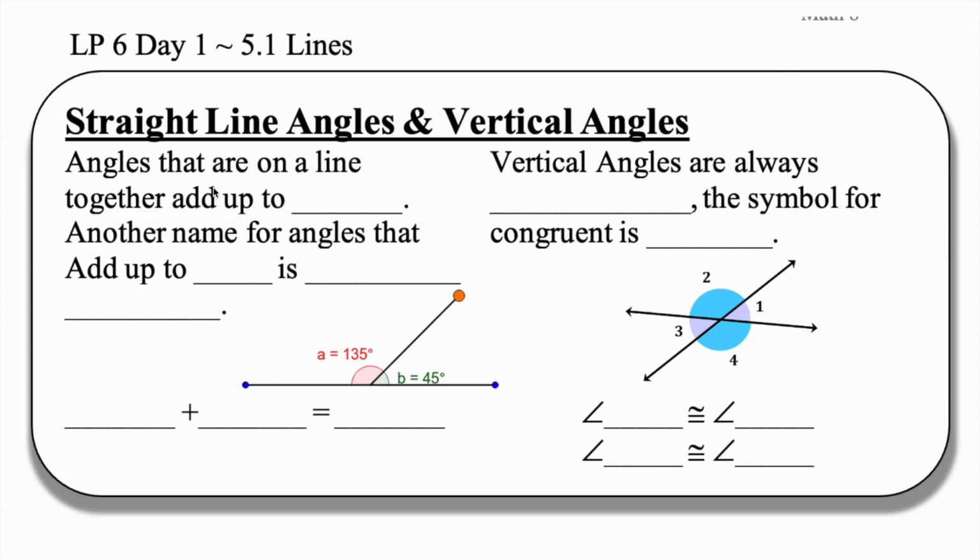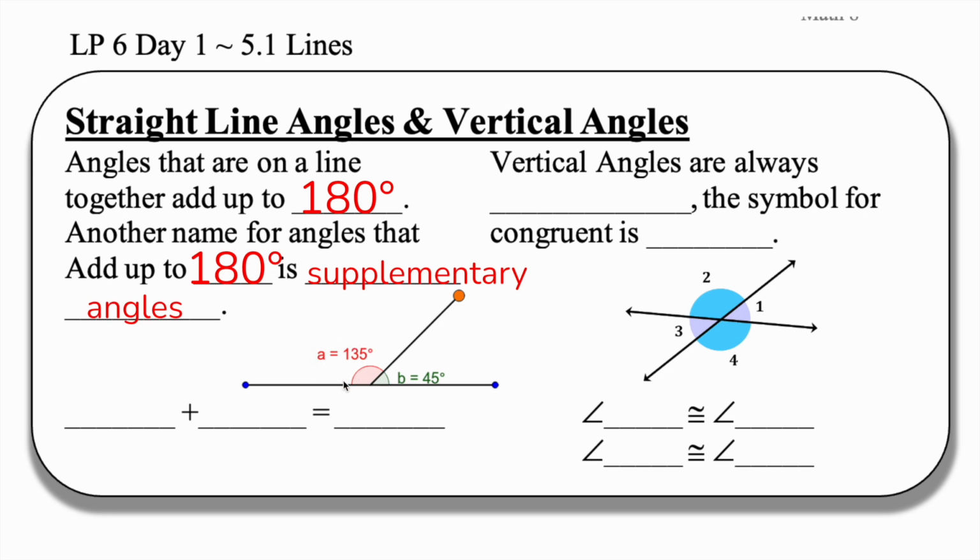In this video, we're going to learn about straight line angles and vertical angles. Angles that are on a line together add up to 180 degrees. Another name for angles that add up to 180 degrees is supplementary angles. You can see this little diagram down here.